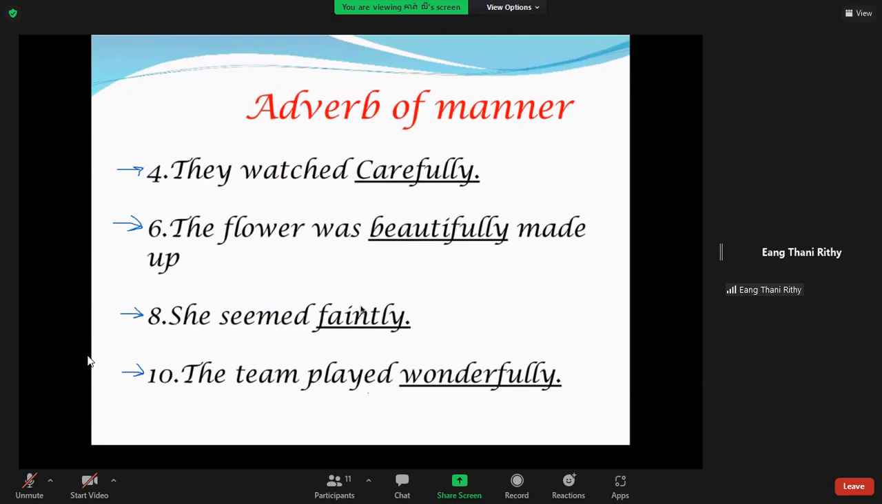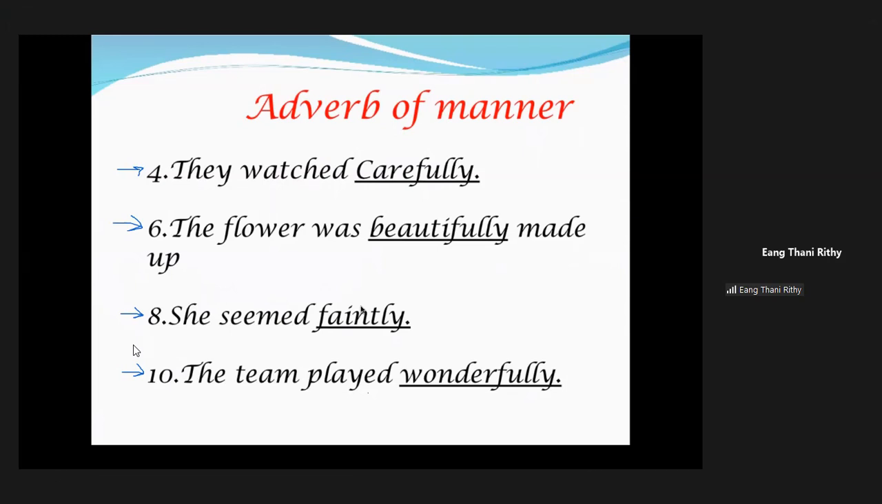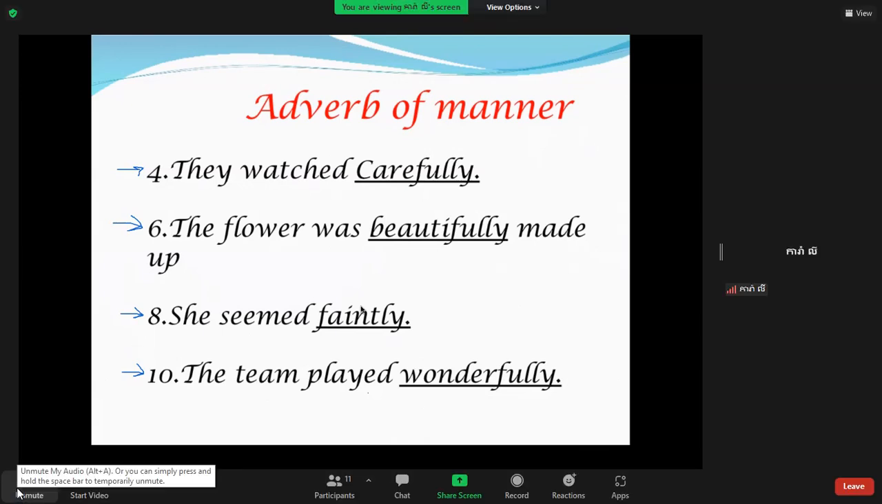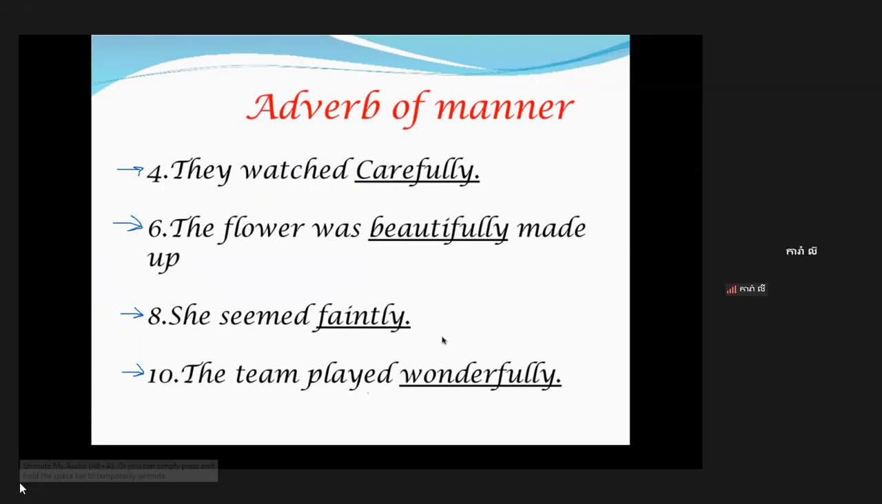Number 8. Okay. Number 8, I got. Yes. She seemed thankfully. Good. Again. It is, she seemed faintly.